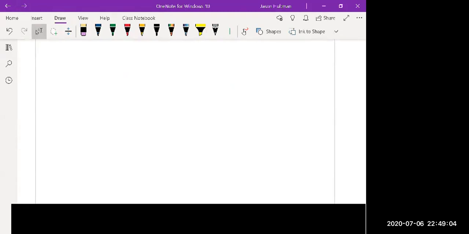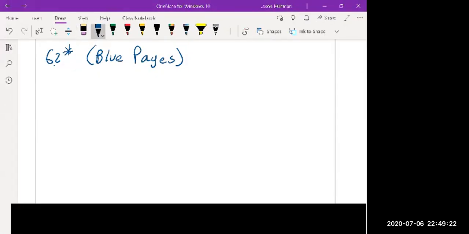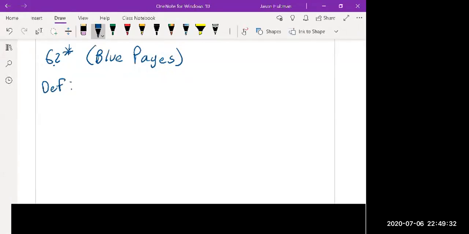That's just inverses. Okay, we're going to do 6.2 now. Again, these are the blue pages in the book. Okay, definition. If you have questions, please let me know. I'll slow down if you're having a hard time catching up with the writing.